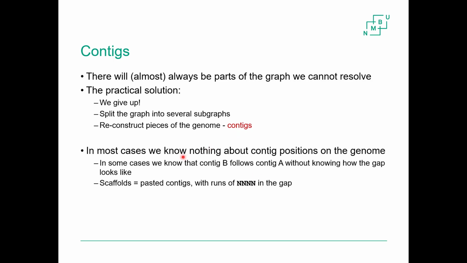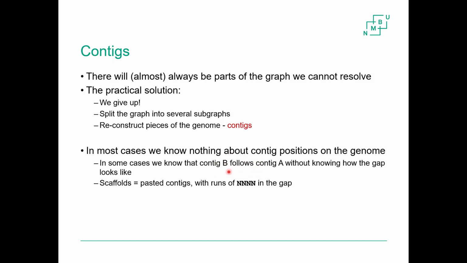And the contigs are not really possible to order, to give them an ordering. We never know which contig is upstream or downstream of the other contigs, really. In some few cases we can make what we call scaffolds. Usually it requires some extra sequencing, but it may be reconstructed from the paired-end reads, right?